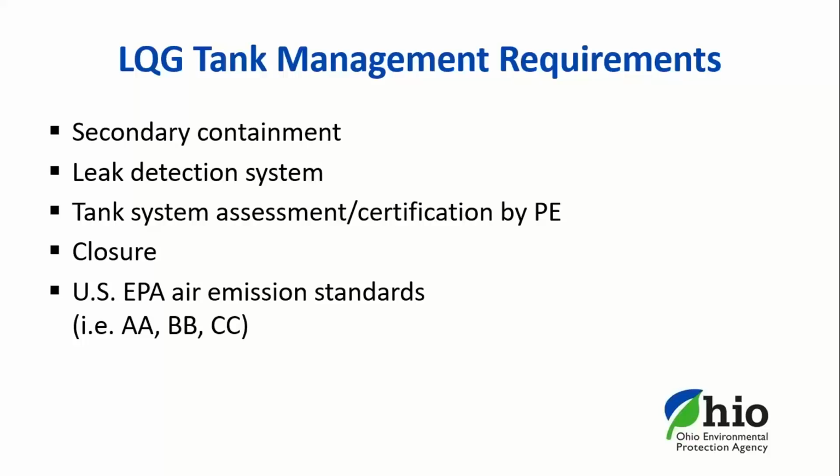Additionally, they need to be equipped with secondary containment and a leak detection system to allow for the detection of leaks from the primary or inner tank while providing a secondary barrier to contain releases and also prevent them from entering the environment and provide protection from spills or operational errors such as overfilling. The tanks need to be certified by a professional engineer, and upon closure of the facility, hazardous waste needs to be removed from the tank, as well as from the discharge control equipment and from the discharge confinement structures. And LQGs need to comply with the applicable federal hazardous waste air emission standards.